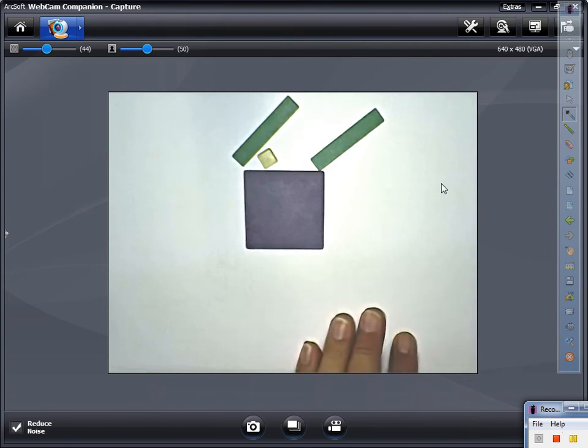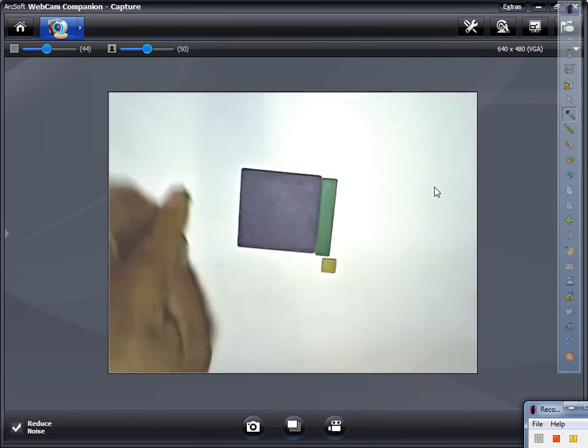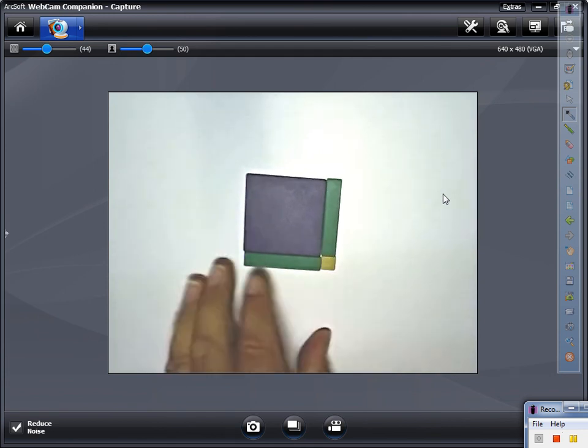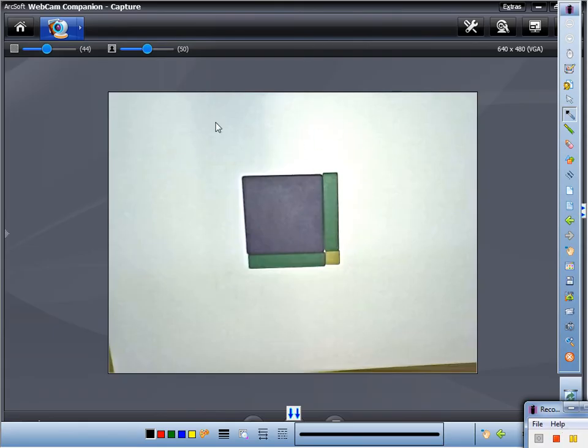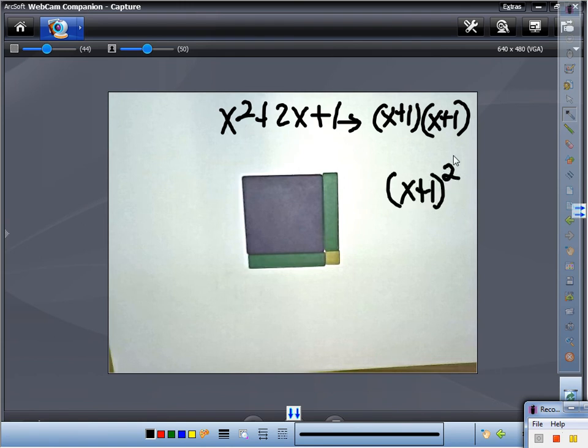Alright, so let's see. Did you do something like this? Hands up if you got something like that. Okay, good. Therefore, let's see. We started off with x squared plus 2x plus 1, and my factors are, everyone? X plus 1 and x plus 1. What's another way of writing x plus 1 times x plus 1? X plus 1 to the second power. That is correct.